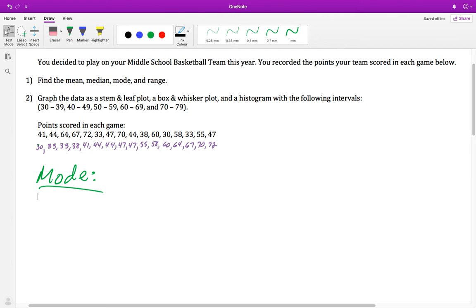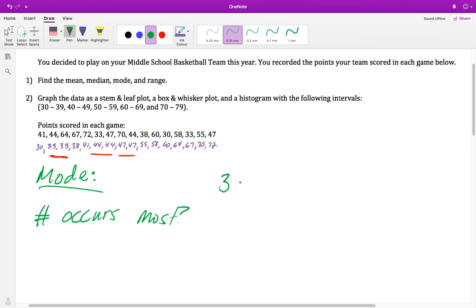So rather than having to rewrite it a bunch of times, I'm just going to leave it there just one time. All right, so now our mode is what number occurs most. Which numbers repeat the most? When it's written out in order, it's much easier for us to see, because I see I have 33 that repeats, I have 44 that repeats, and I have 47 that repeats, and that's it. Since all of them repeat 2 times, they all repeat the exact same amount of times. That means that they're all our mode.